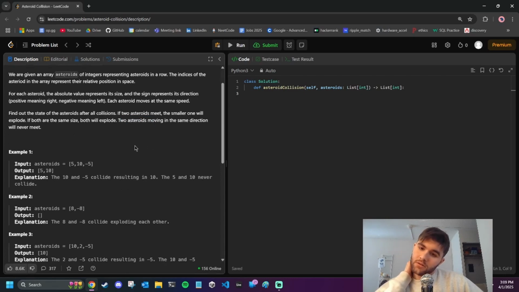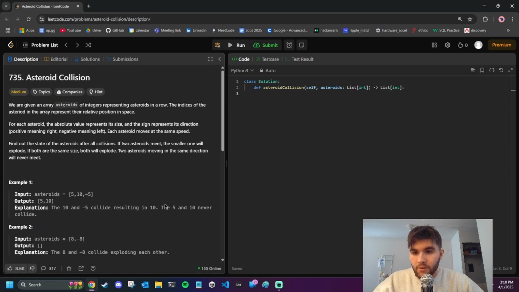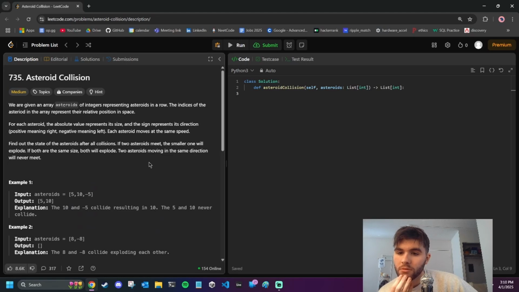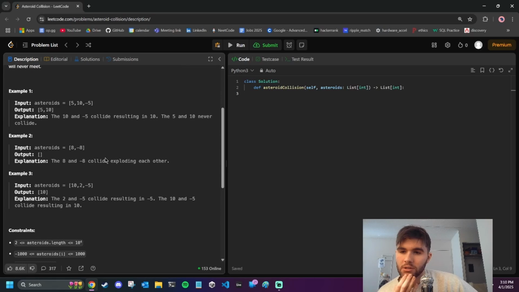Okay. So 10 and -5 collide, resulting in 10. So it doesn't get decremented or anything. That would be a cool variation to this problem, as if this one then became 5. Like 10 minus 5. So these collide and explode each other, and here the 2 and the 5 collide, and then the 10 and the 5 collide, right? Yeah. Okay. So it's sort of like there's a time to it.